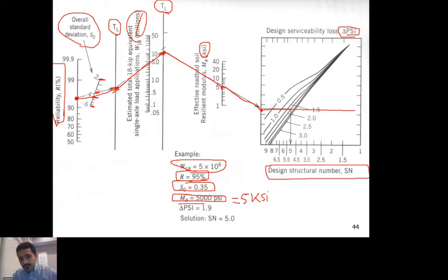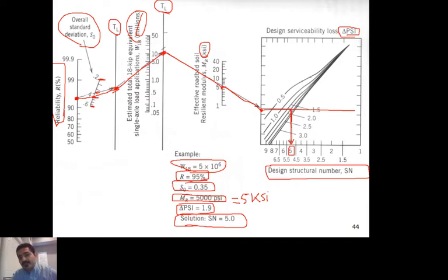So I was told in this example that the delta PSI is 1.9. So this line is 0.5, this is 1, this is 1, this is 1.5, and this is 2. So between 1.5 and 2, which is close to 2, I'm going to draw a vertical line until I hit the structural number. So the solution, the structural number, is equal to 5.